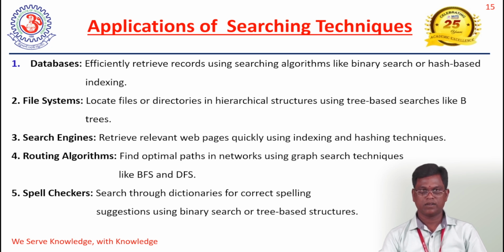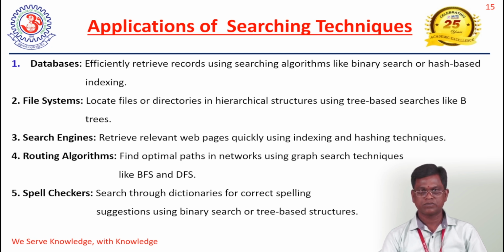Second one, file systems. In a system, as said already, we have files, directories and subdirectories. They are all arranged in a hierarchical structure. And if we want to search for any particular file, then we can use tree based searching techniques like B trees for locating a file or a directory in the given directories and subdirectories.